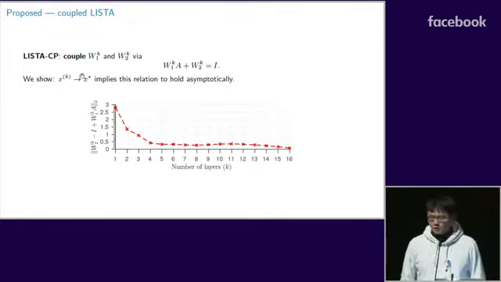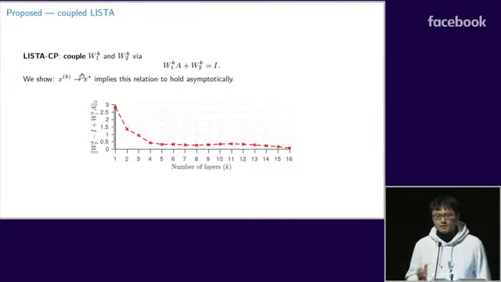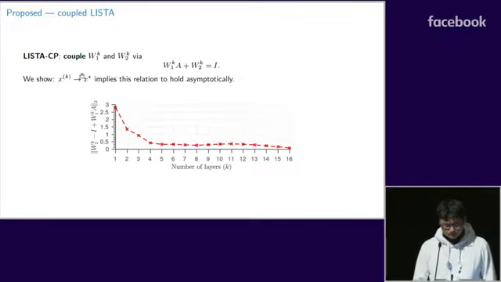Specifically, we first introduced the coupled LISTA, where we couple the two matrices in each iteration of LISTA, because we can theoretically show that if we want xk to converge to x star in the limit, we must have this identity hold at least asymptotically, which can also be corroborated by empirical observations.